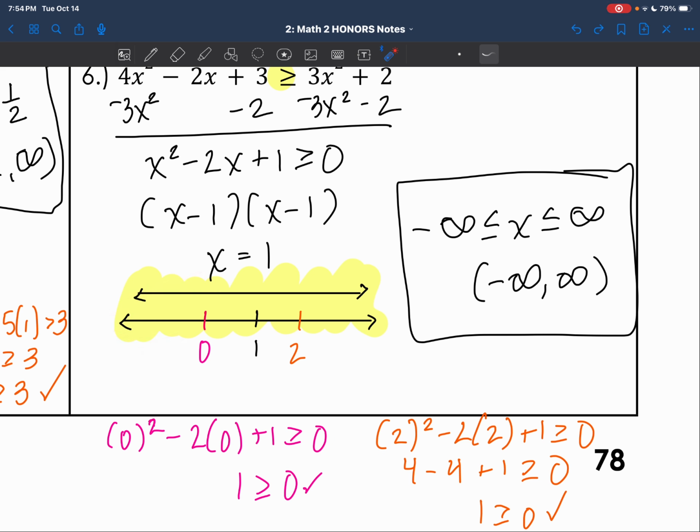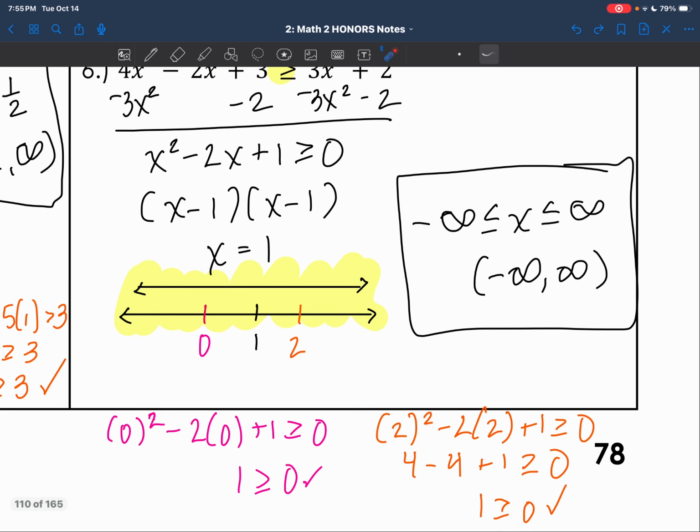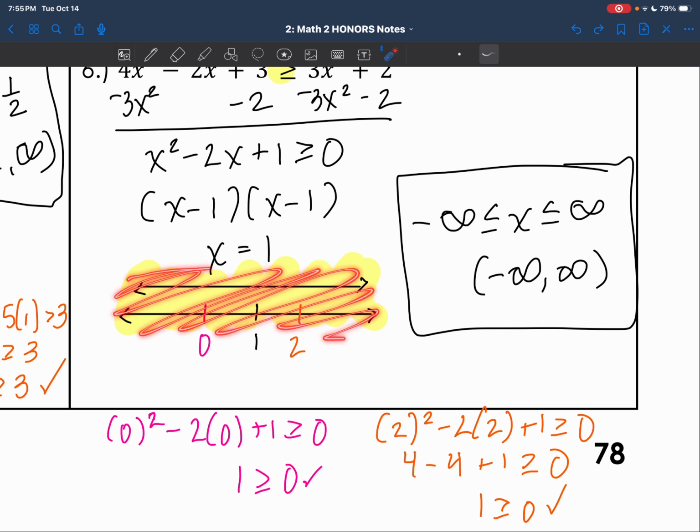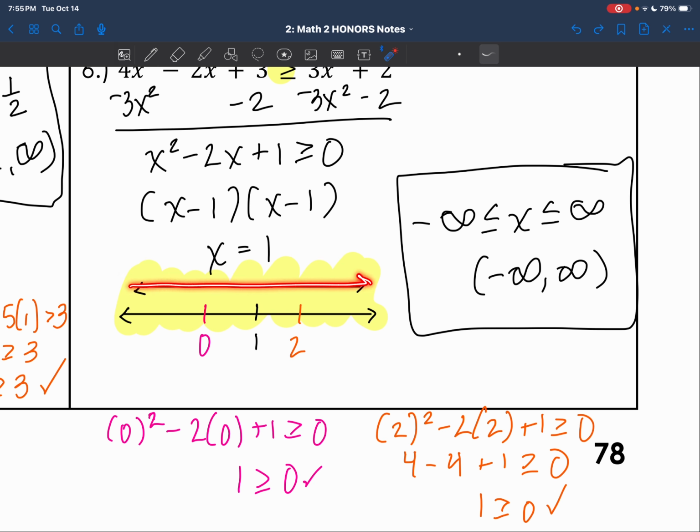All right. And then we already know x is 1, so we already have our line right here. So now we're going to check over here, which is 2. So we're going to substitute in 2 wherever we see x. And I have 1 is greater than or equal to 0, which is also true. So that means it's going to be all of this. And your line is all the numbers. So to write this as an inequality is going from negative infinity to positive infinity.